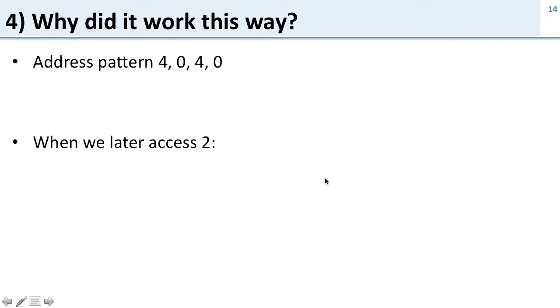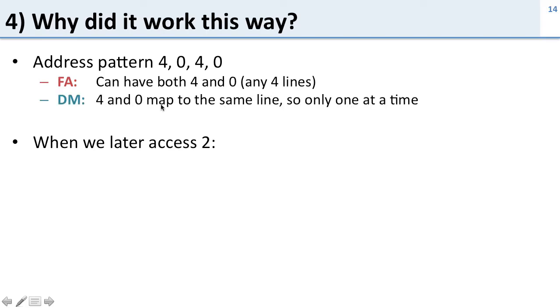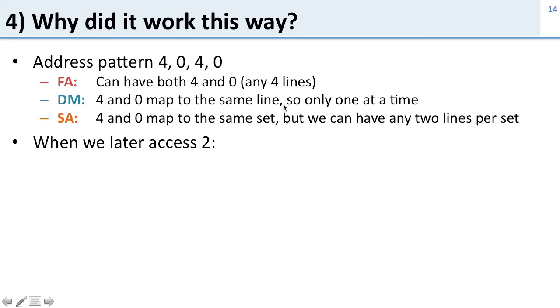So why didn't this work? When we have this address pattern 4 0 4 0, the fully associative can have both 4 and 0, so any 4 lines. In the direct map, 4 and 0 map to the same line. They conflict, so only one at a time. We kept kicking them out. And in the set associative, 4 and 0 map to the same set, but since we can have any 2 lines in the set, we could keep them both.